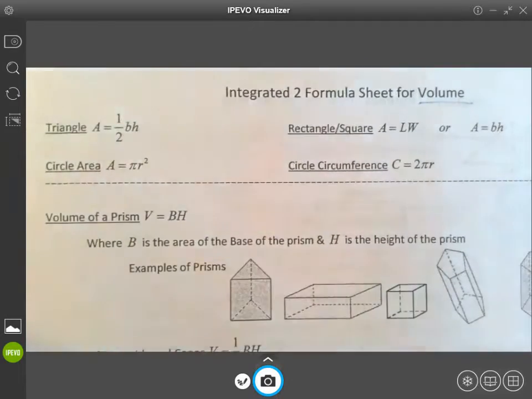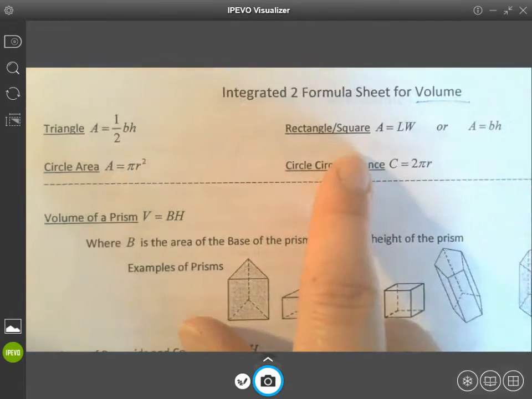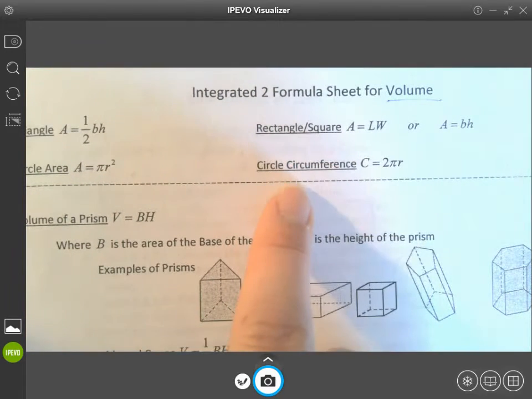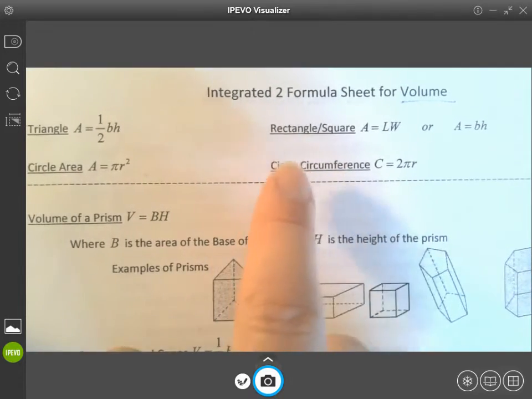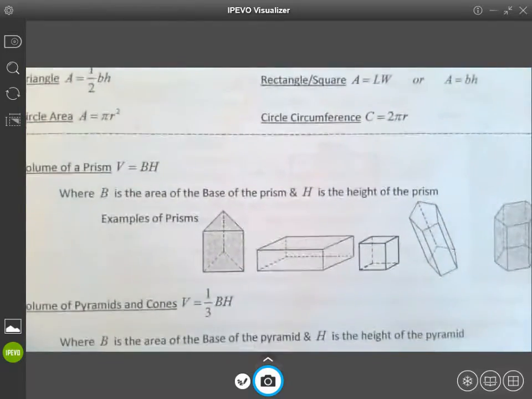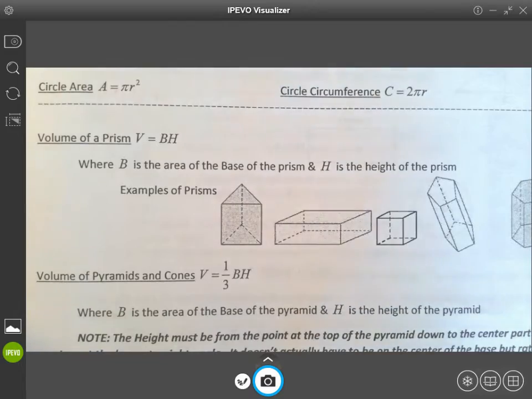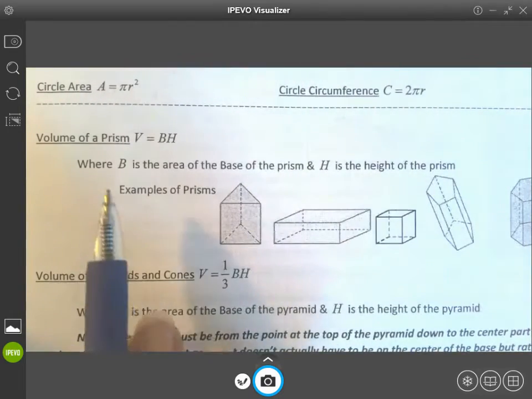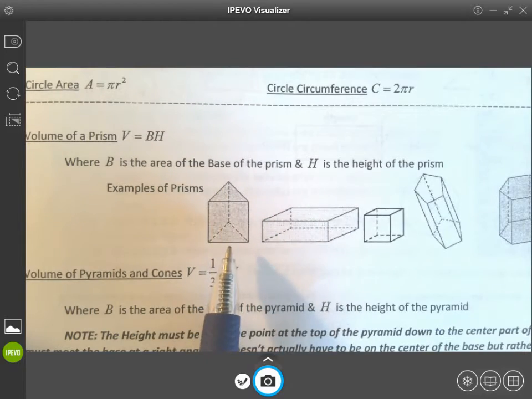All right, so we still have our basic formula for the area of a triangle, a circle, your rectangle or square, and your circumference of a circle. And there are reasons we need these basic formulas. Now, remember, there's a big difference between a pyramid and a prism, okay? So, prisms. Whenever you look at a prism, you have those two bases. Remember the top and the bottom?